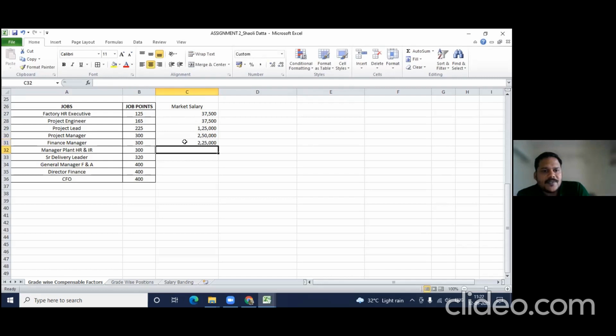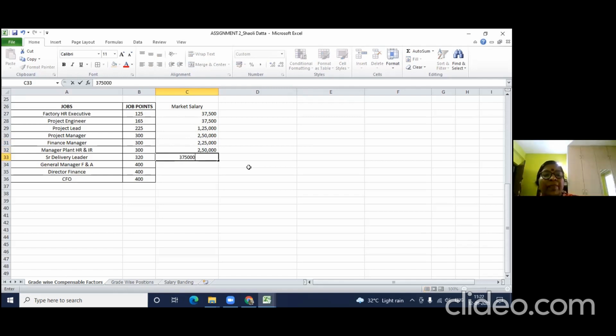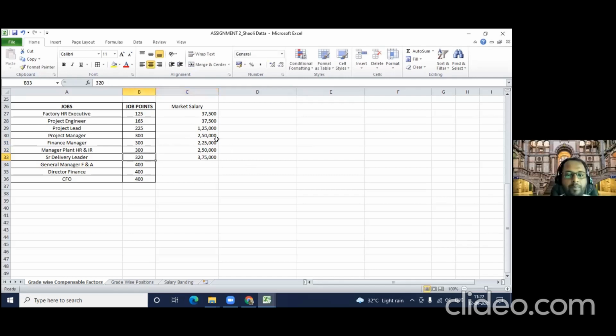And 2,50,000 for manager, plant HR and IR. That's what we have already. So mind you, these are all market data. You are collecting data from the market. 3,75,000 is what we have for senior delivery lead. Maybe we can here make it 3,50,000. Exactly. Make it 350. 350. Okay.